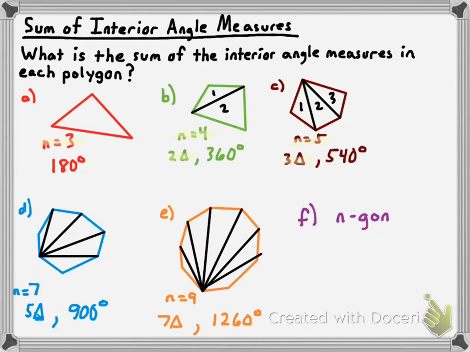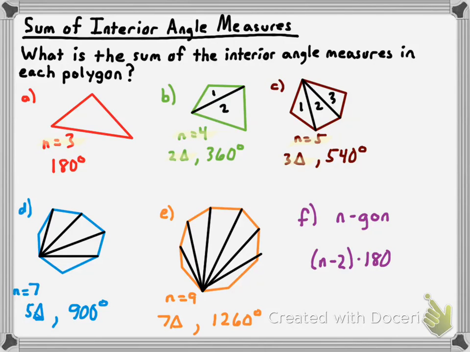Now, what we did was we took how many triangles you could make out of the polygon and multiplied it by 180, and we determined that the number of triangles that you can make was always 2 less than the number of sides. So the sum of the interior angle measures in an n-gon would be n minus 2, that's how many triangles there would be, times 180. That formula right there will tell you the sum of the interior angle measures in any convex polygon.